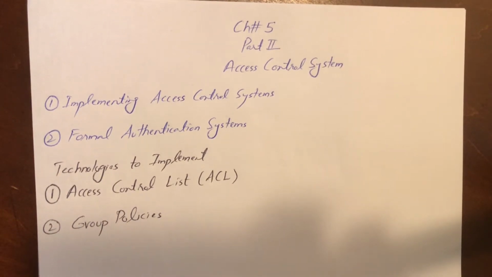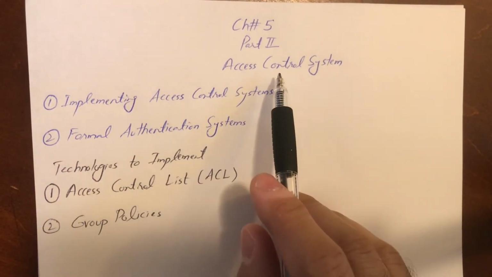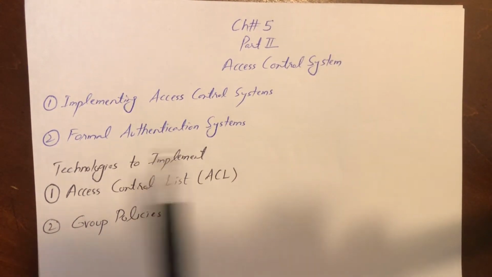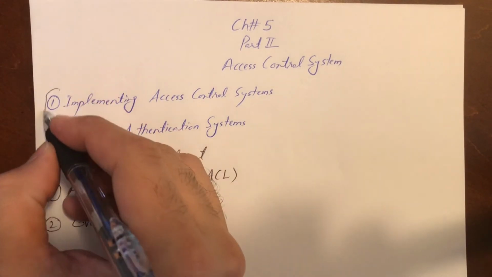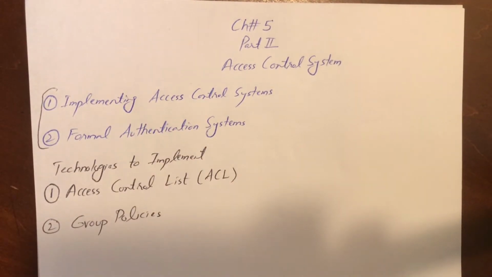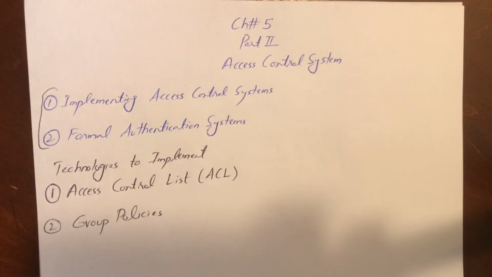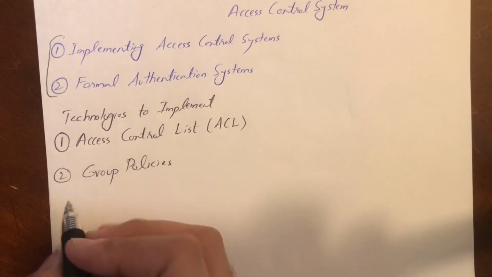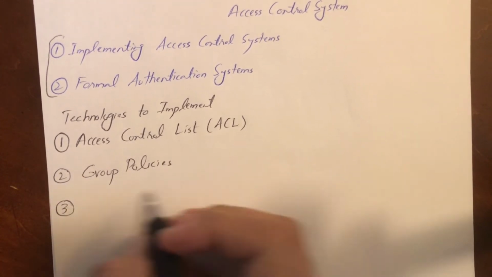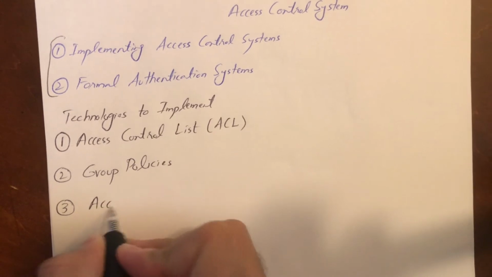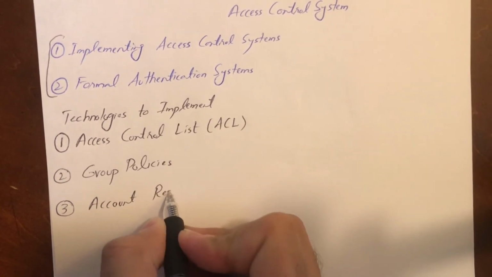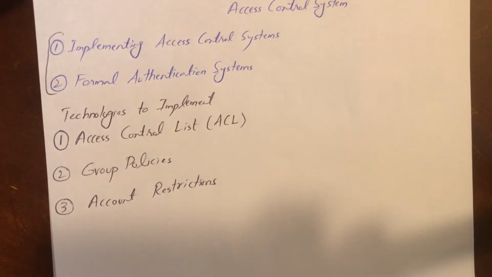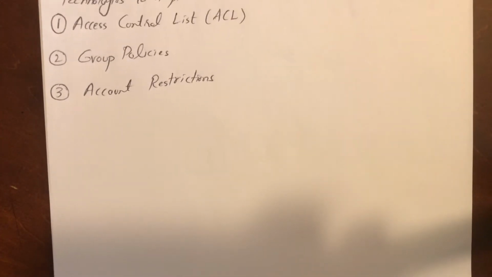Hello everybody. Today we're going to talk about chapter 5 part 2, access control systems, which we started in the last class. We have two main agenda items for today: implementing access control systems and formal authentication systems. To implement an access control system, there are mainly three methods. One is access control lists, the second is group policies, and the third is account restrictions. These are the three main methods through which we can implement any access control system.